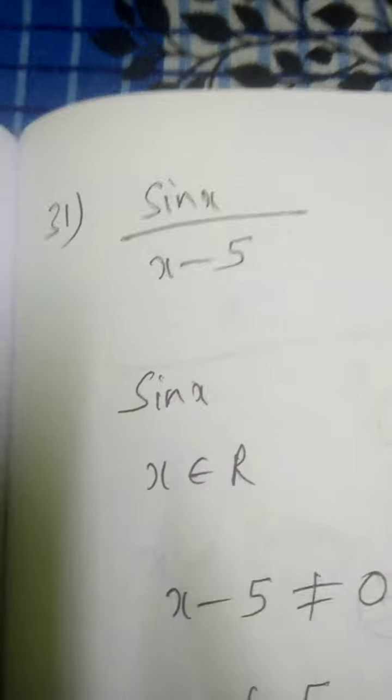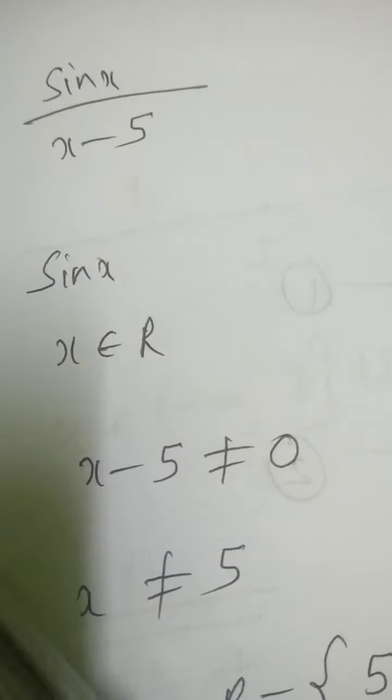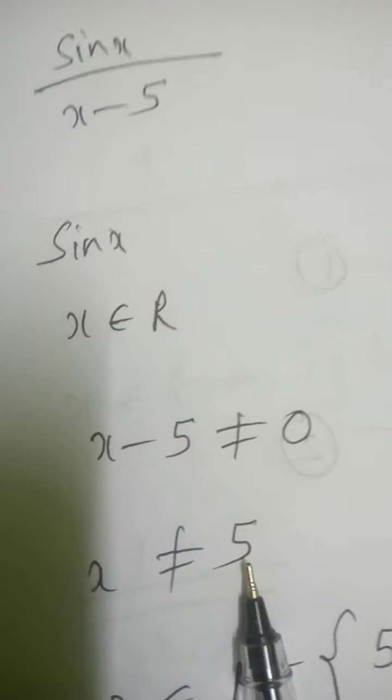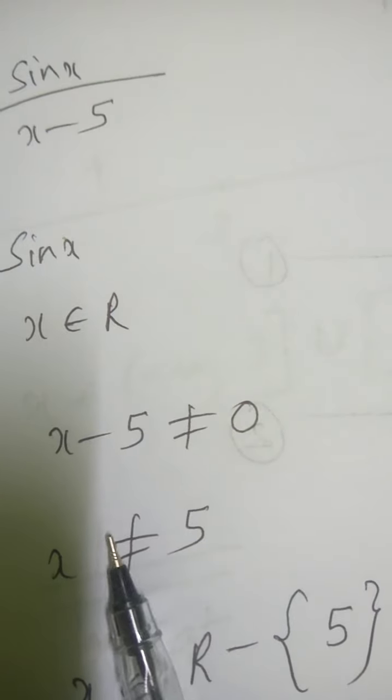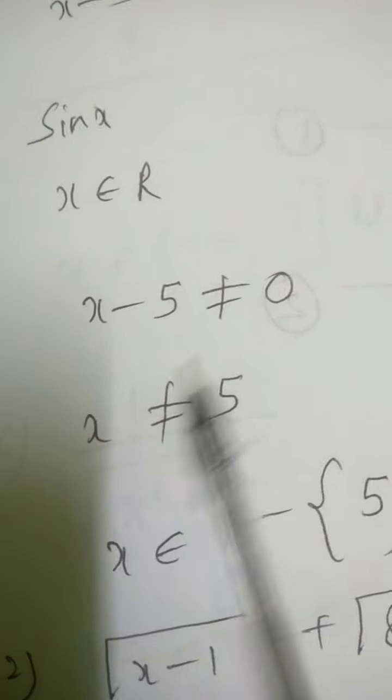Next question is sin x by x minus 5. Sin x, there is no restriction, x belongs to R. x minus 5 should not be equal to 0, so x is not equal to 5. So x belongs to R minus 5.